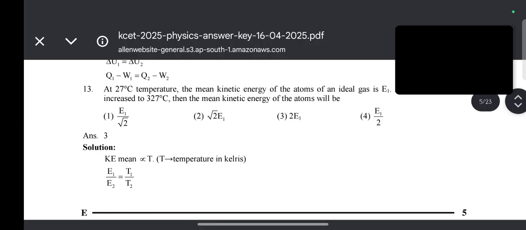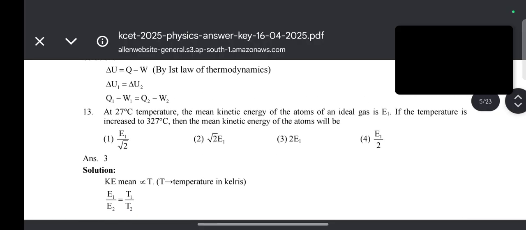Then the 13th question. At 27 degrees Celsius temperature, the mean kinetic energy of the atoms of an ideal gas is E1. If the temperature is increased to 327 degrees Celsius, then the mean kinetic energy of the atoms will be: E1 by root 2, E1, 2 E1, or E1 by 2.